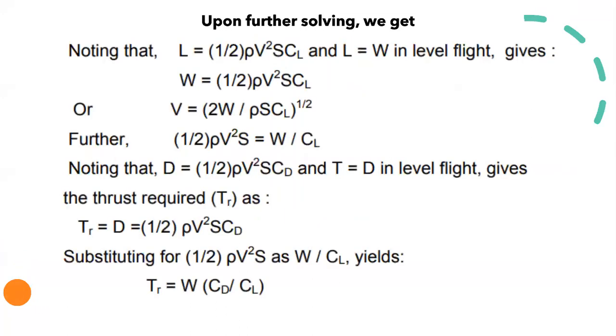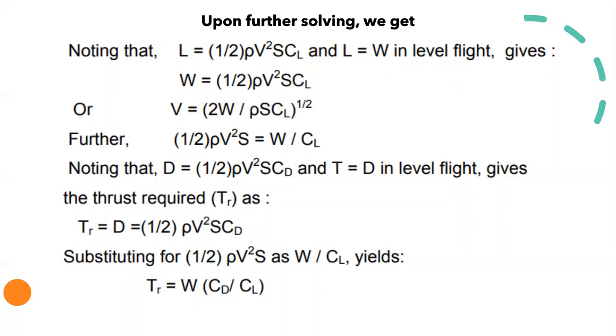Upon further solving, we apply the formula of lift, L is equal to half rho V square S CL, where CL is the coefficient of lift. Upon equating L is equal to W with half rho V square S CL, we get V is equal to root over 2W by rho S CL. This is the velocity required for a flight to be in level flight, the level flight velocity.